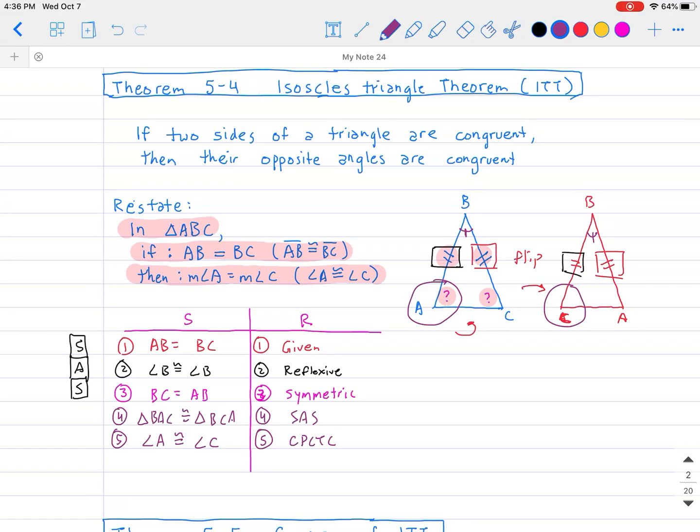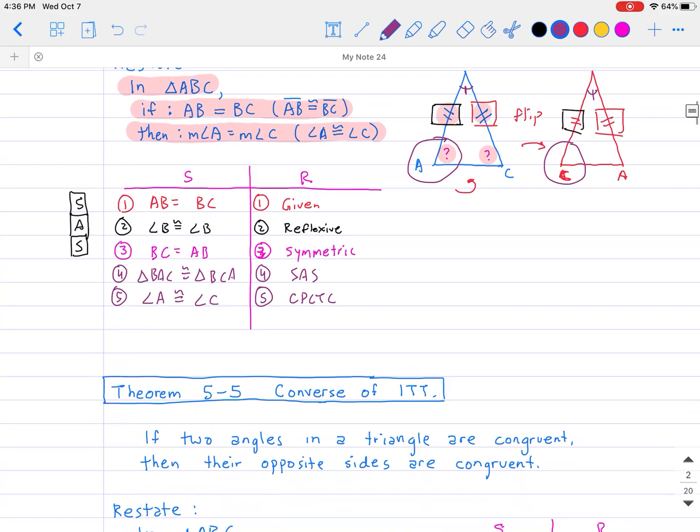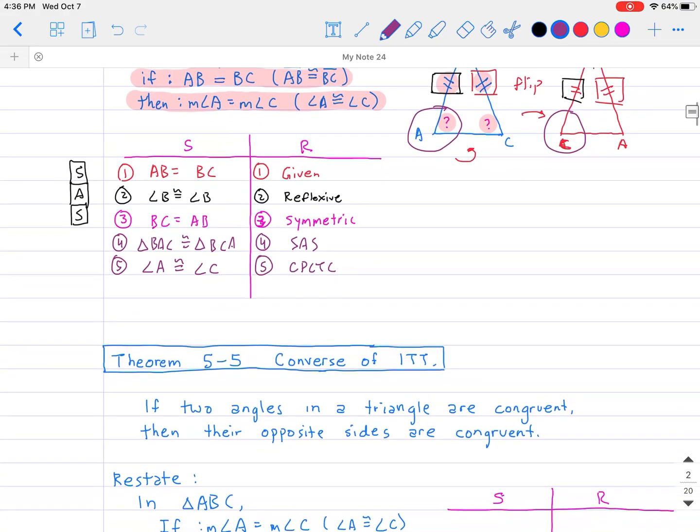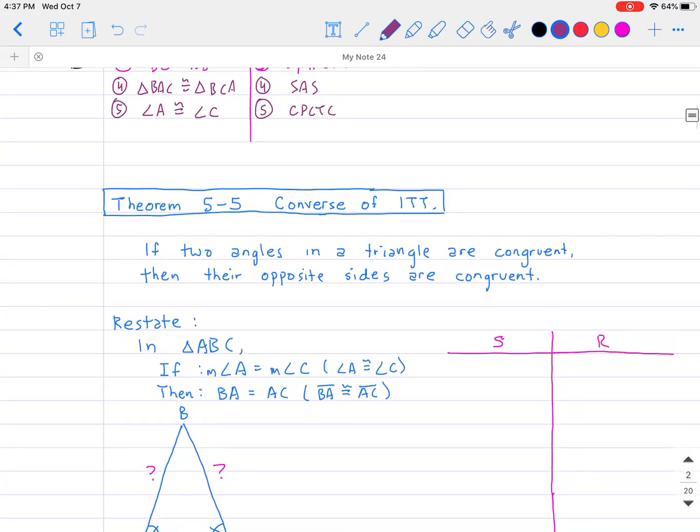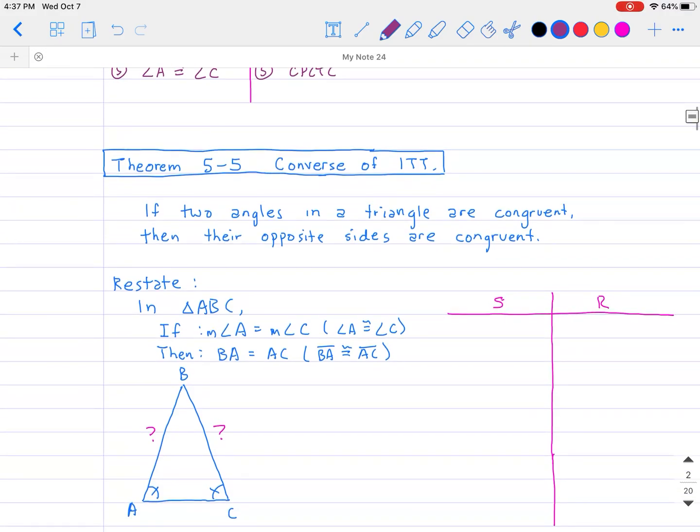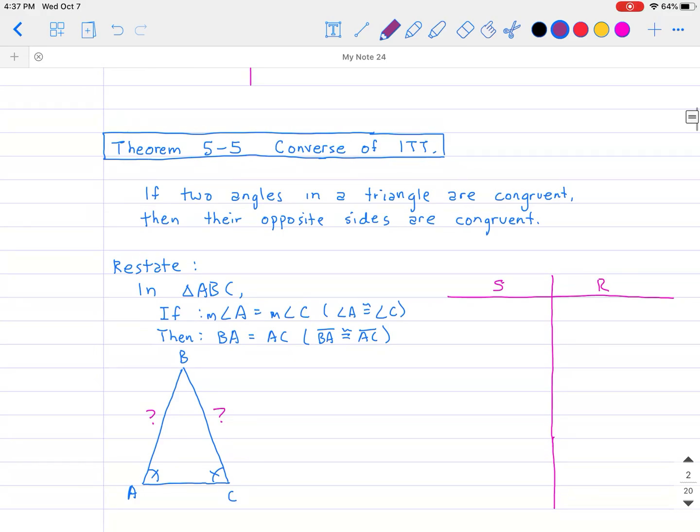Is the converse of this true? Meaning if I flip the if and then statement, is it still going to be the same thing? That is to say, if the angles are congruent, then will the opposite sides be congruent? And I like to think, yeah, that actually is going to work in this case as well. So that is going to be our next theorem, which is theorem 5.5, the converse of the isosceles triangle theorem. So here we go. Like we said, if two angles are congruent to each other, then their opposite sides are congruent to each other. And here's the restate once again, and the picture below.